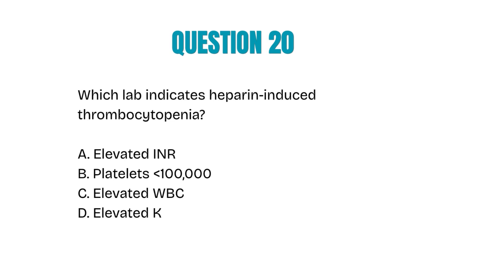Question 20. Which lab indicates heparin-induced thrombocytopenia? A. Elevated INR, B. Platelets less than 100,000, C. Elevated WBC, D. Elevated K.